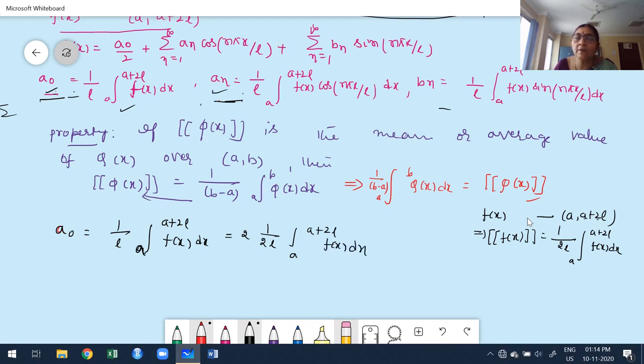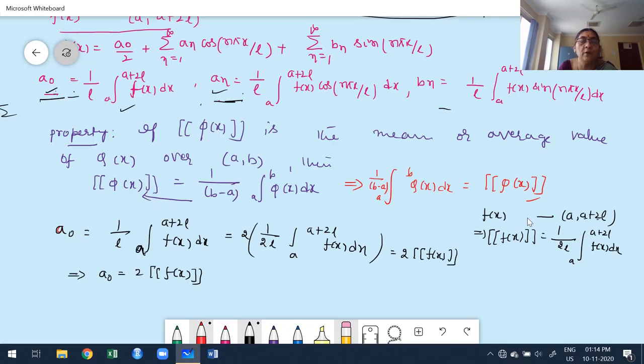Now, from this property, 1 by 2l, the integral from a to a plus 2l of f of x, is nothing but the mean of f of x. F of x is nothing but the output. The value in the second row of the table is nothing but our f of x, dependent on the first row. The first row variable is independent. The second row variable in the given table is dependent on the first row value. Therefore, that implies my a naught formula in terms of the average is twice the mean of f of x, or the average of f of x.